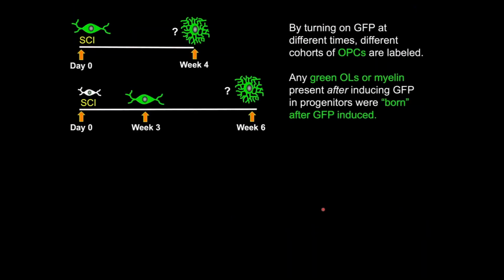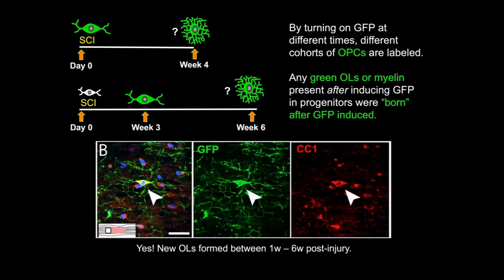So Zoe first started out by giving tamoxifen early after injury, since we knew that this was a time of robust oligogenesis. And we wanted to see if we turn our OPCs green at the time of injury or just a couple weeks later, and we give them a couple weeks to divide and differentiate, can we see evidence of new oligodendrocytes? And the answer was yes. We could find evidence of very nice, beautifully labeled GFP positive oligodendrocytes throughout the tissue around the lesion border and even extending a bit rostrally and caudally. So we saw in this early time period, we did see robust oligogenesis, and it seemed to be ramping up.